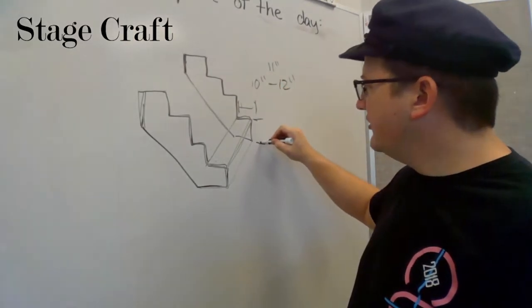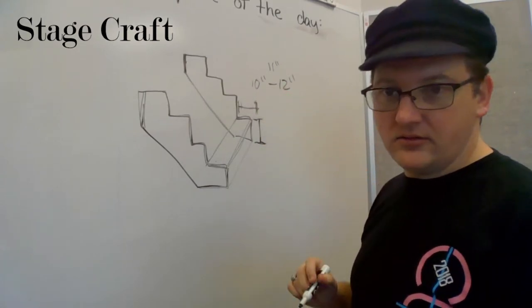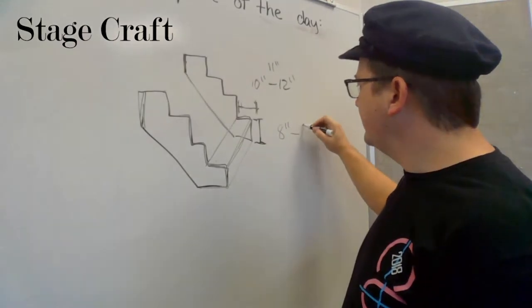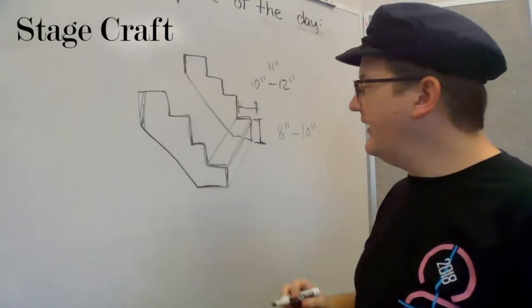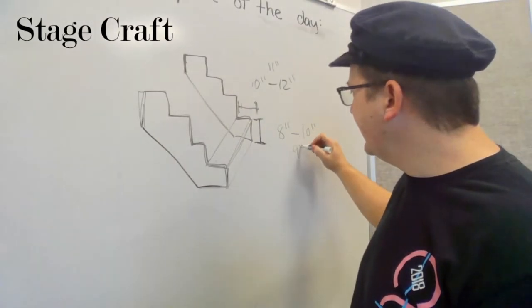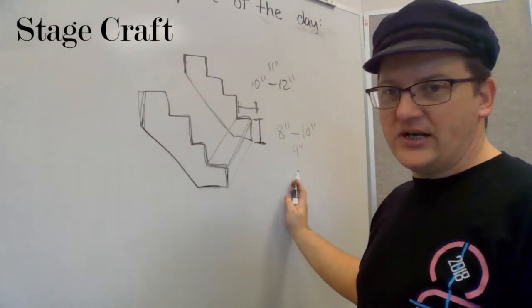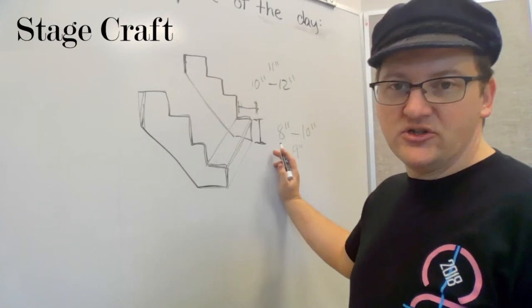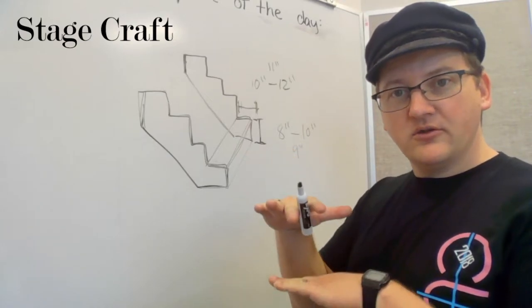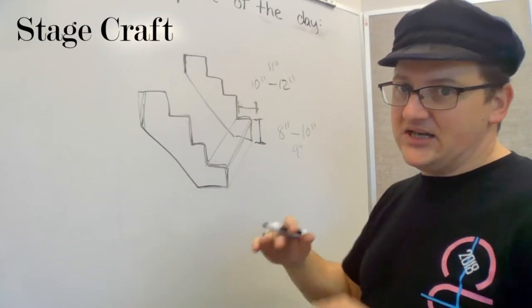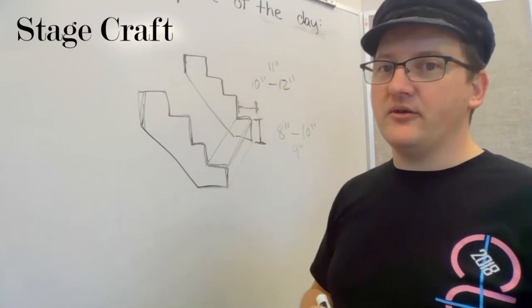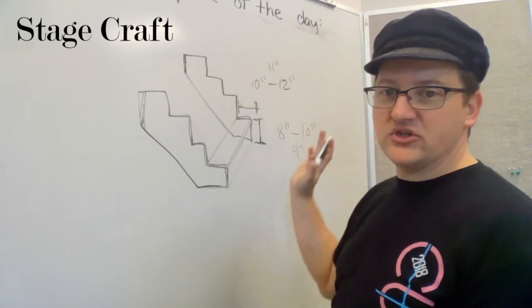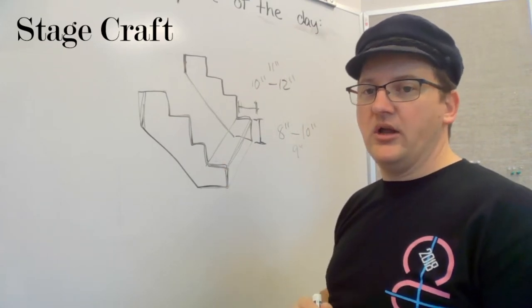Now the standard rise. Standard rise is the next one on your notes, 8 to 10 inches, which means the optimal rise is 9 inches. The normal rise for a stair is 9 inches per step. If you go less than 8 inches, the stairs will feel shallow. If you go more than 10 inches, the stairs will feel very steep, very hard to climb. So 9 inches, standard rise, 11 inches, standard run. That's what's normal on a step unit.